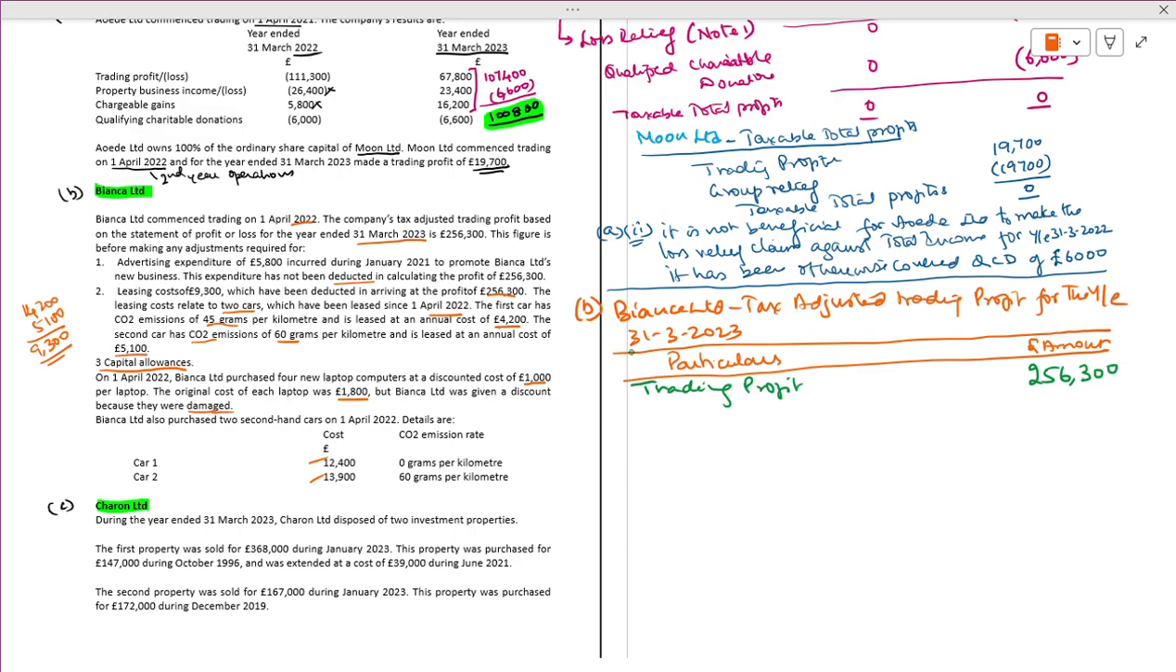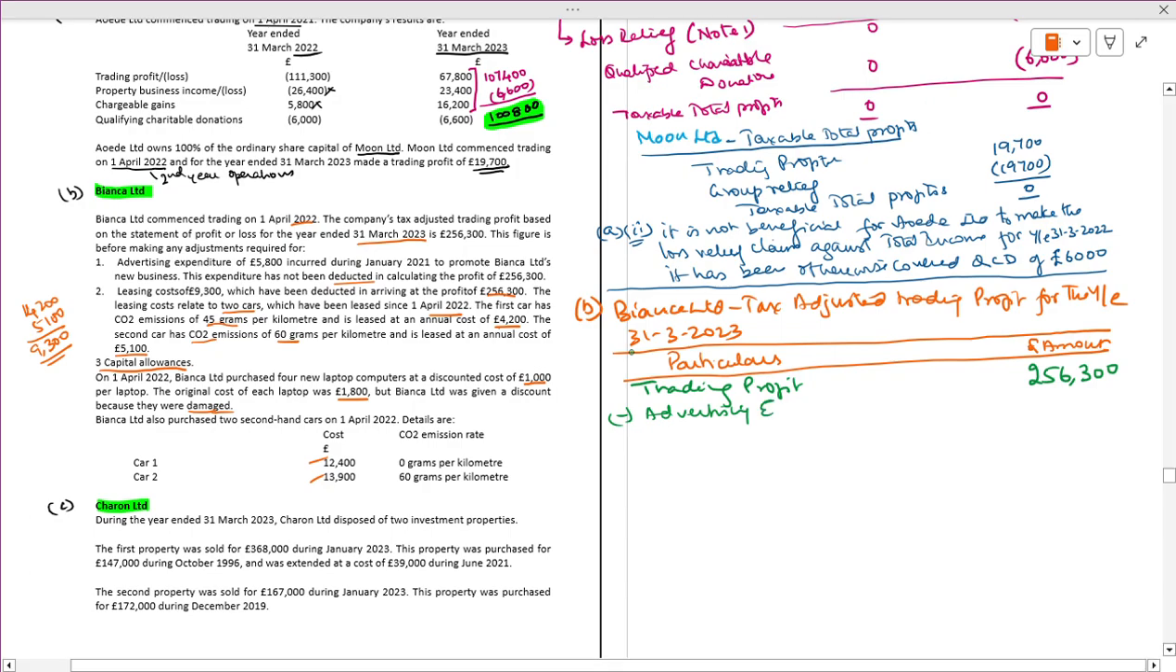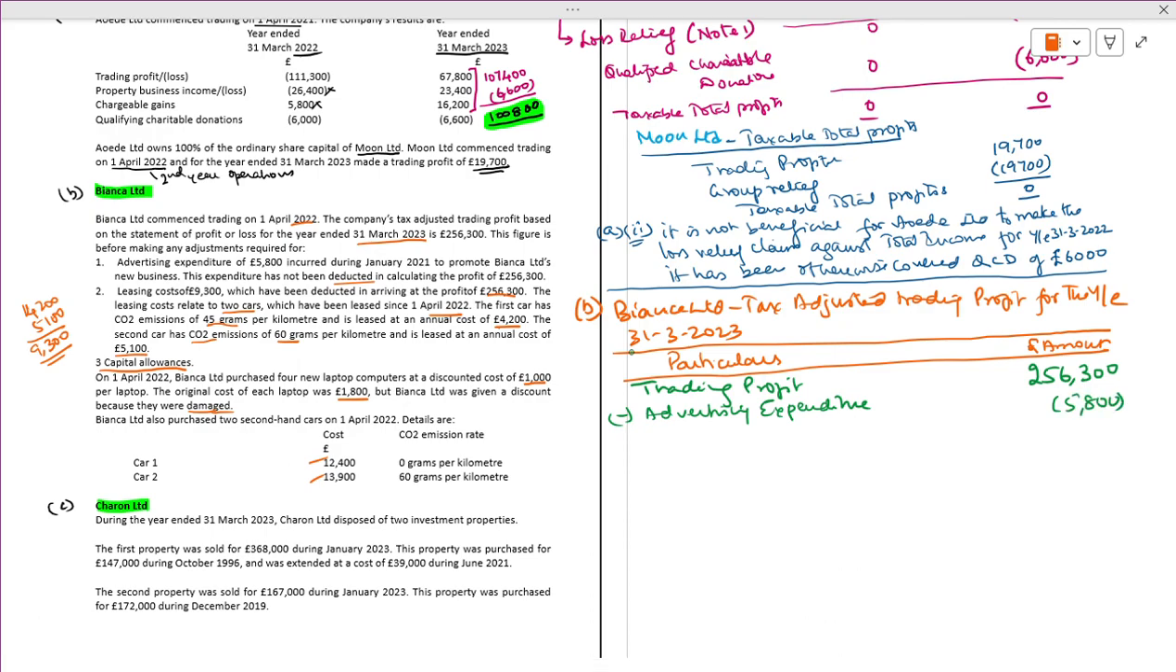Less: advertising expenditure. How much is the advertising expenditure? 5,800. Okay.